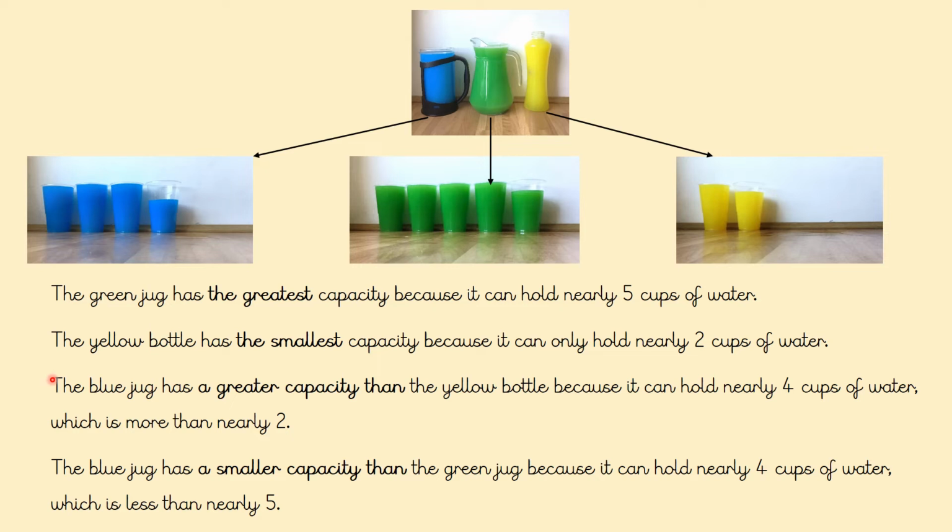I could say the yellow bottle has the smallest capacity because it can only hold nearly 2 cups of water. I can say the blue jug has a greater capacity than the yellow bottle, because it can hold nearly 4 cups of water, which is more than nearly 2. Or I could say the blue jug has a smaller capacity than the green jug because it can hold nearly 4 cups of water, which is less than nearly 5.